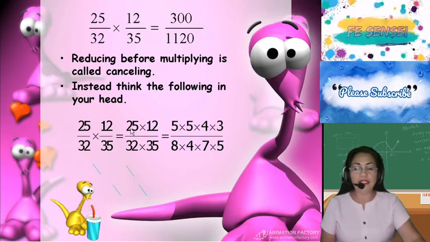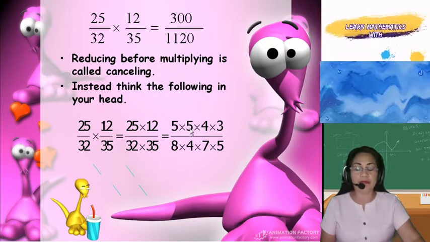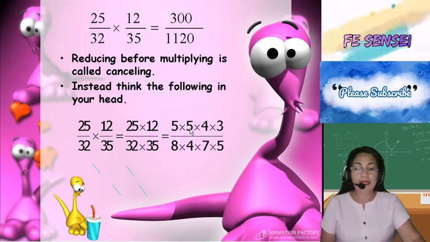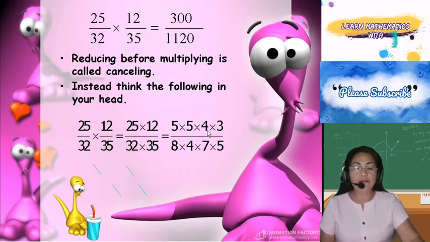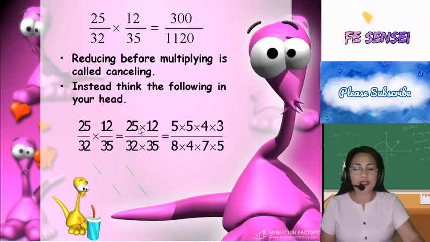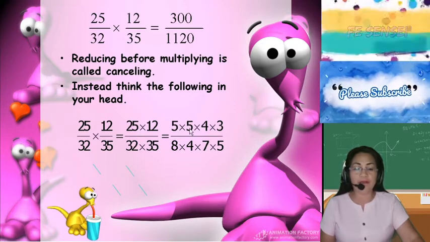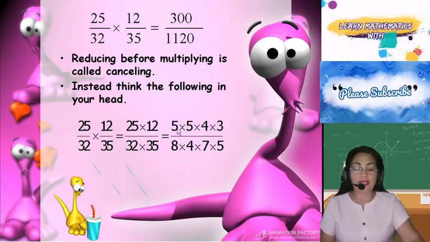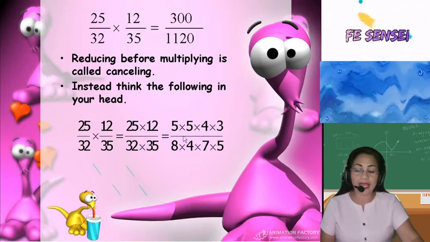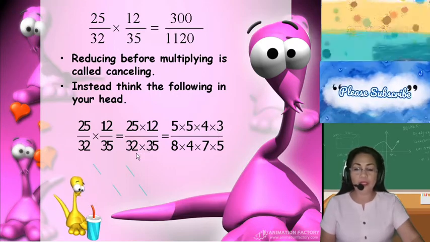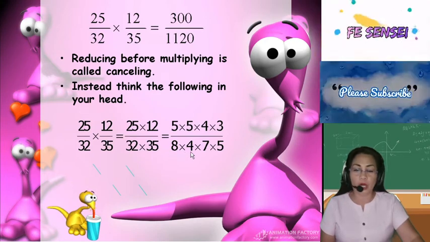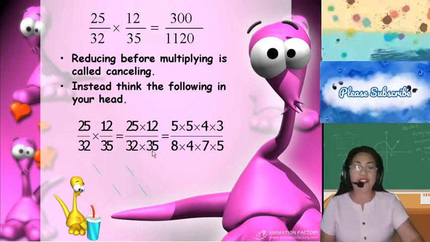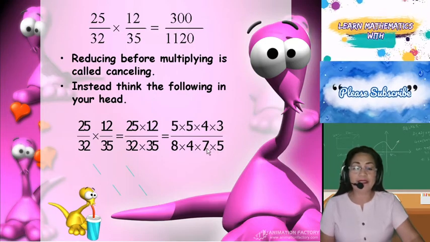25 is just the same with 5 times 5. And 12 is just the same with 4 times 3. Or the factors of 25 is 5 times 5, and the factors of 12 is 4 times 3. Then, 32. The factors of 32 is 8 times 4. And the factors of 35 is 7 times 5.